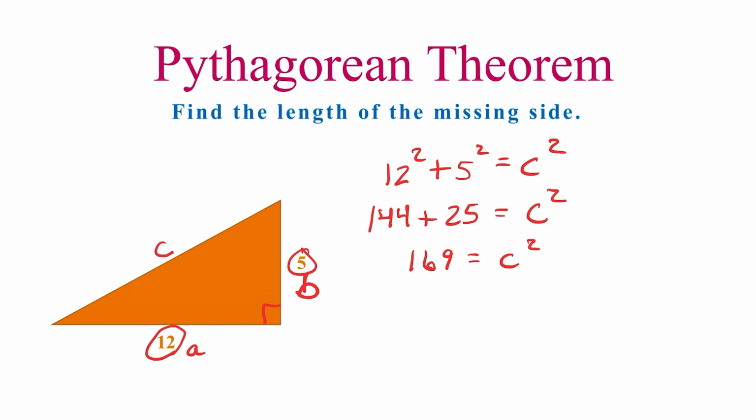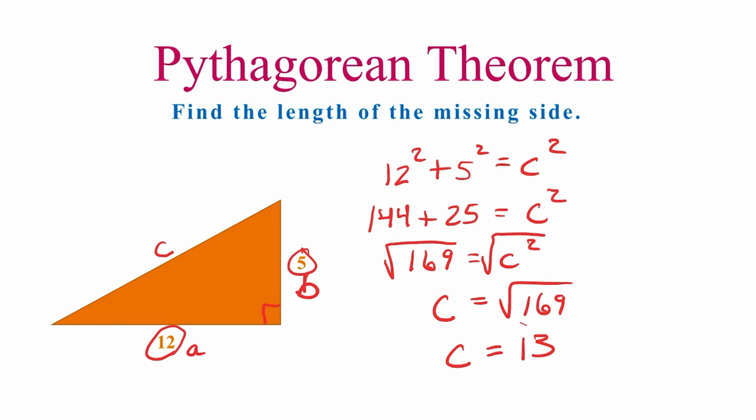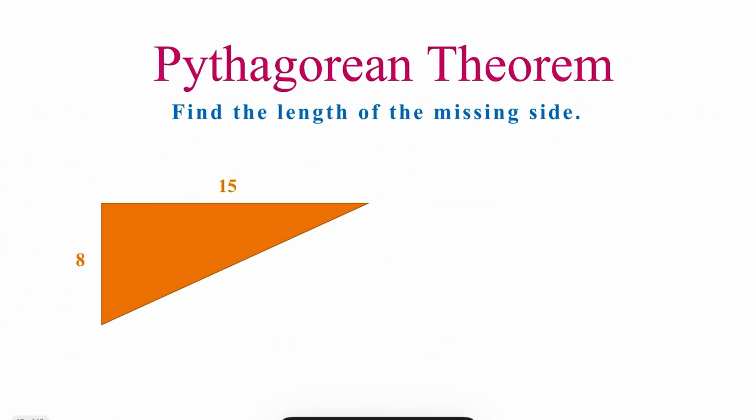So now this is the area of the big square next to C. We need a side. So to get rid of the squared on here, we do the square root. And whatever we do to one side, we do to the other. So C equals the square root of 169, but that is a perfect square. That has a whole number answer. That means C is 13, since 13 times 13 is 169. So side C is 13. Okay? Let's do another one.